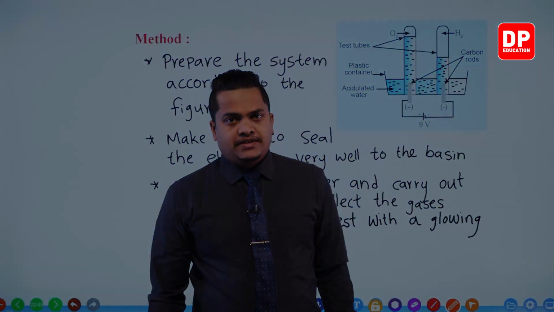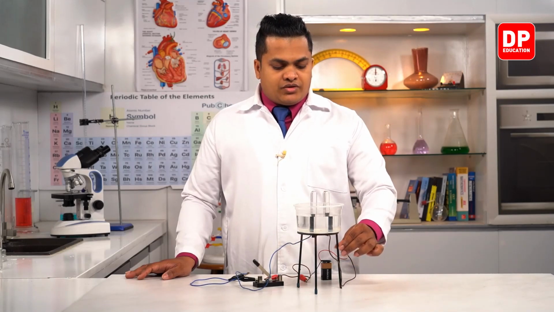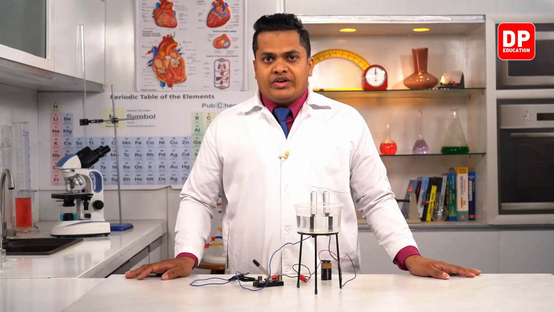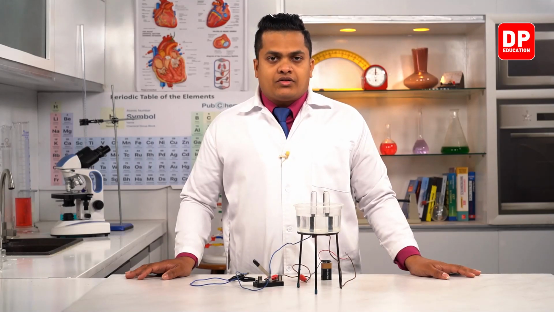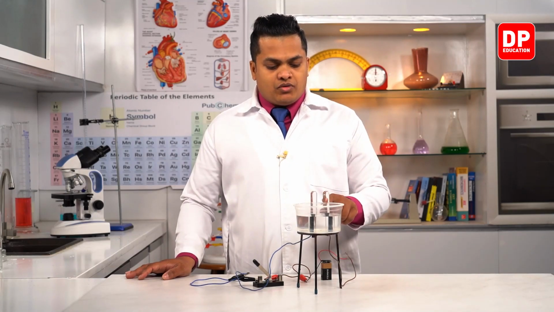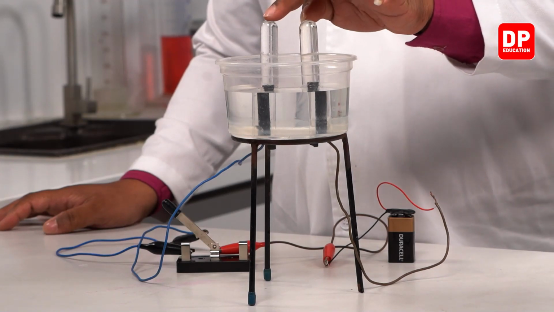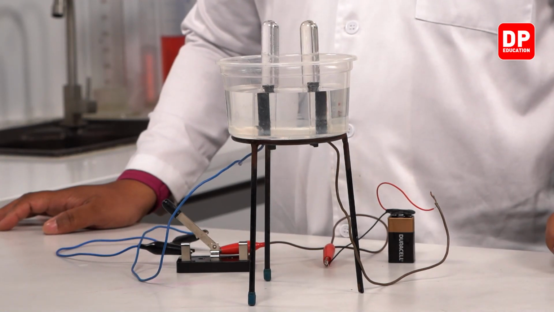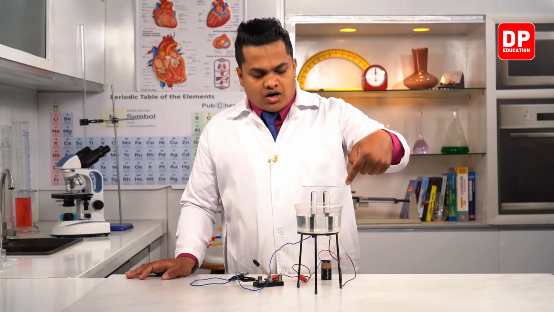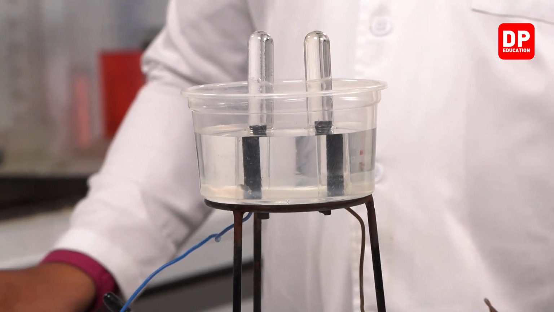So my dear children, as you can see here, this is the setup which I have prepared to investigate the electrolysis process of acidulated water. This is acidulated water which is in the trough. These are the two gas jars or the test tubes. As you can see here, there are two carbon rods. This is our dry cell.